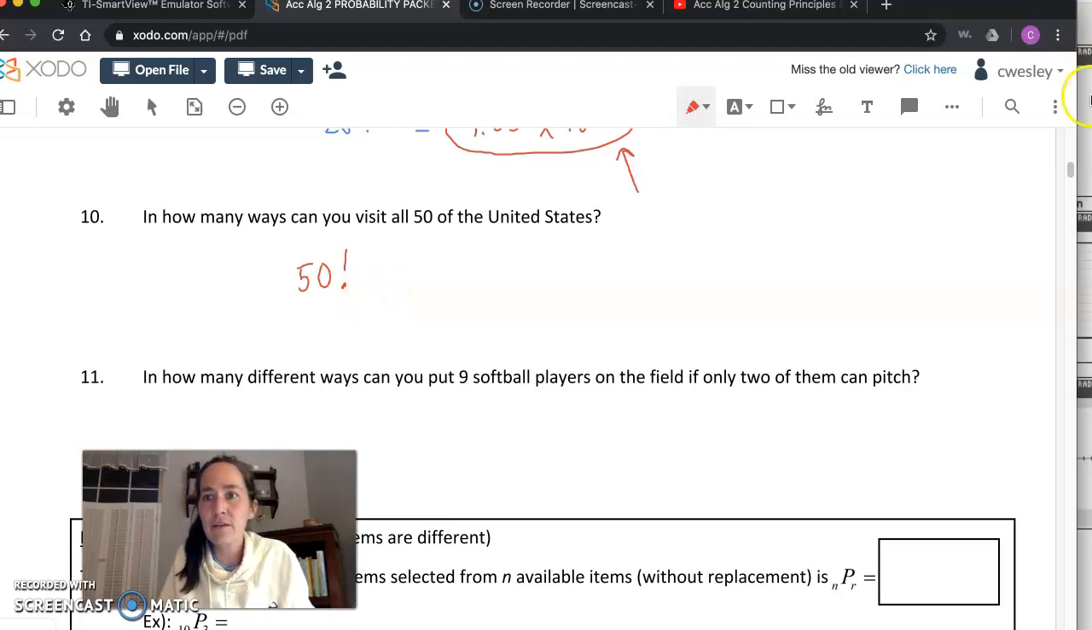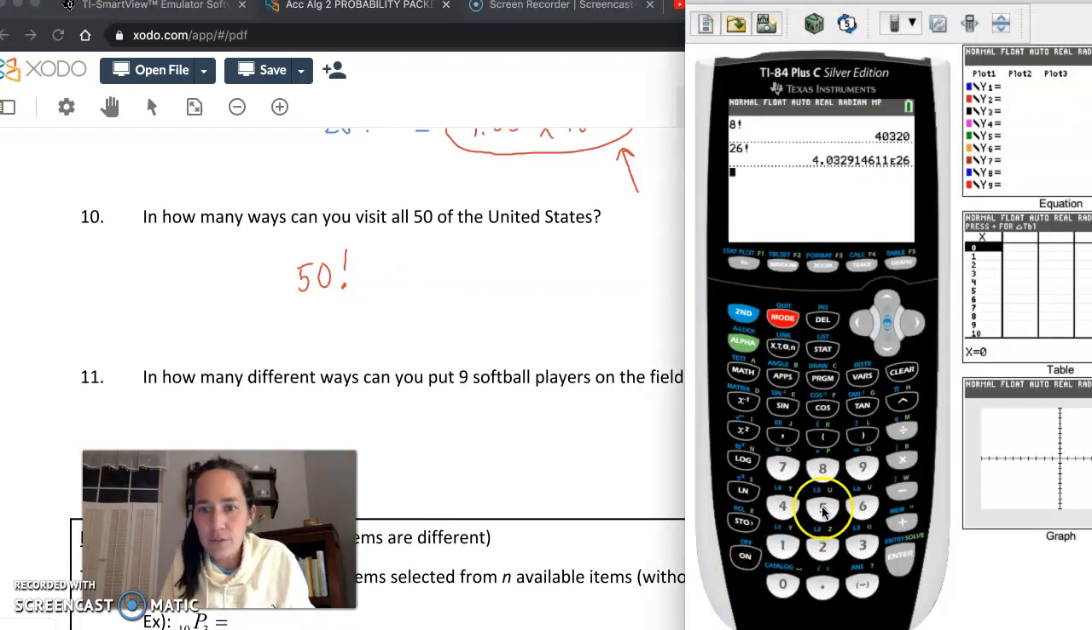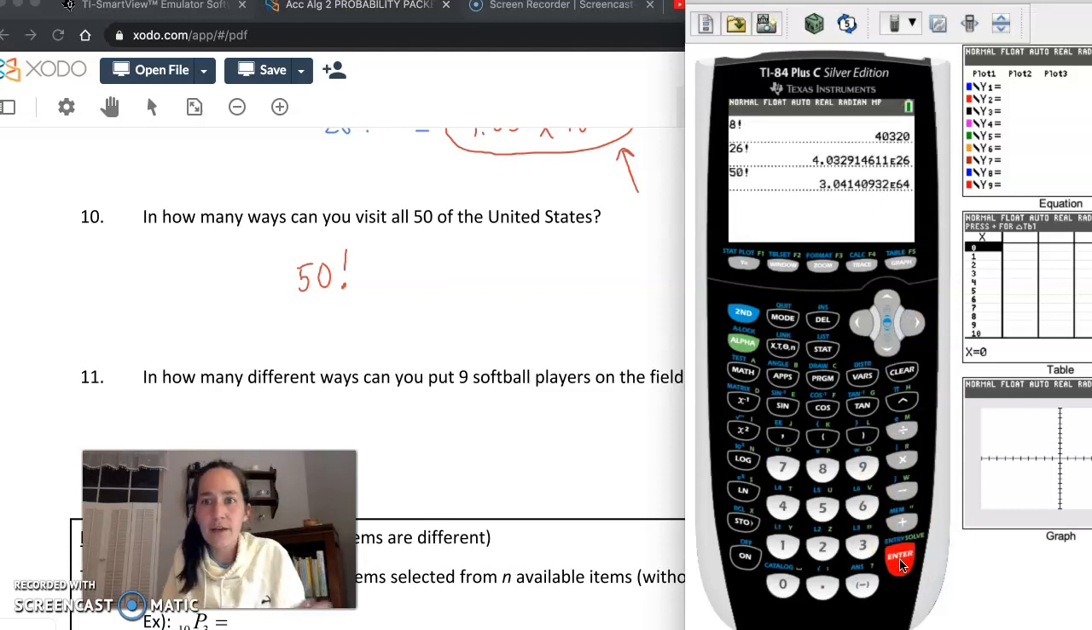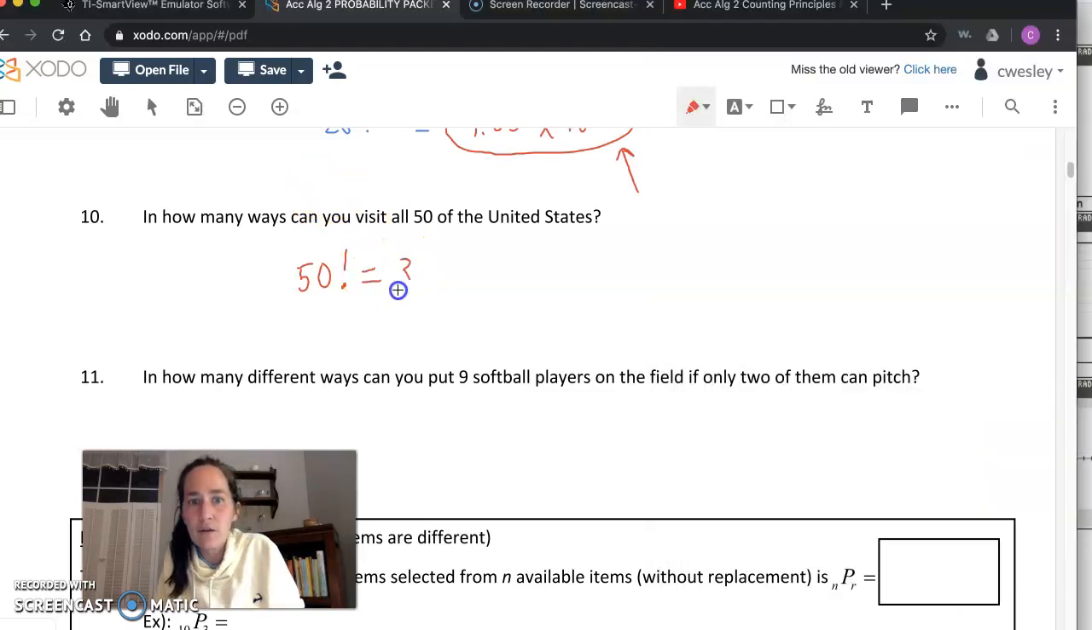Well, let's go back to the calculator. Let's see if it'll do 50 factorial. I say this with a little bit of fear. Math, probability, down to number 4, enter. Oh, it did it. Okay, so this one gives us a 3.04 times 10 to the 64th power. So yikes.